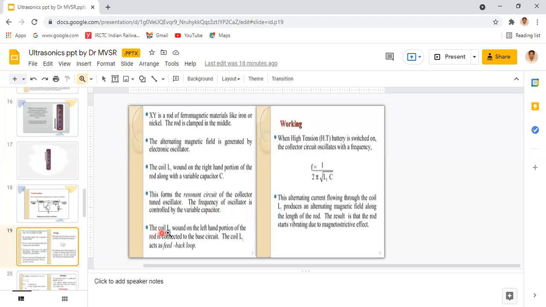Next, on the left side of the rod, the coil L2 wound on the left-hand portion of the rod is connected to the base circuit. The coil L2 acts as a feedback circuit or feedback loop.